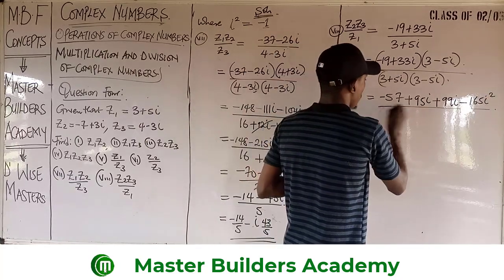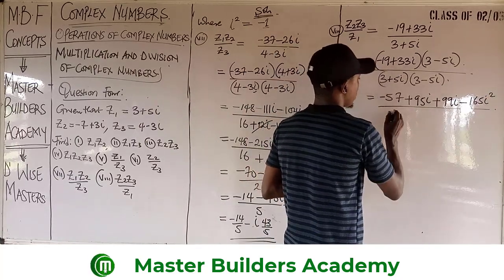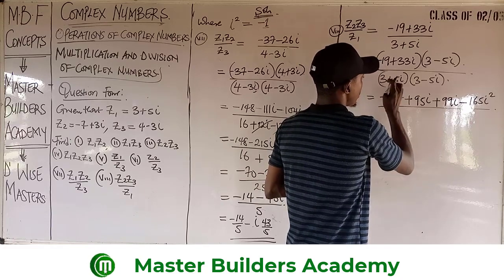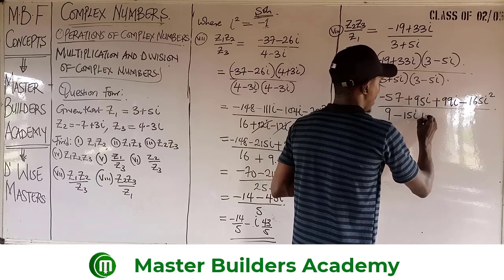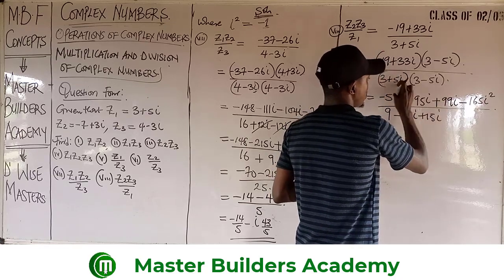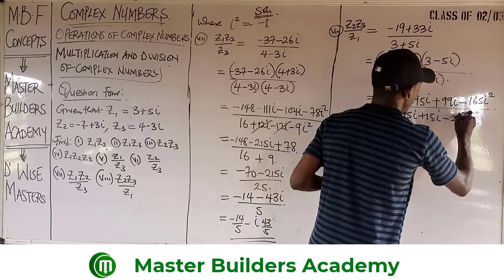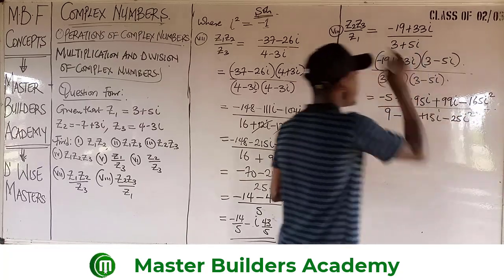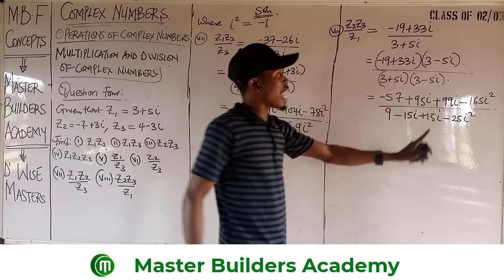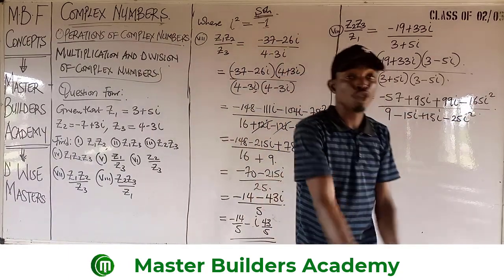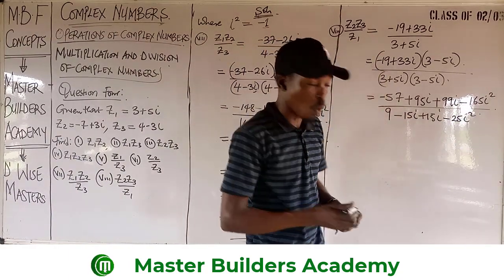Then, if we make progress with the denominator, we have 3 multiplied by 3, which gives us 9. 3 multiplied by negative 5i, we have minus 15i. This multiplied by this, we have plus 15i. And then this multiplied by this, we have negative 25i squared. Remember that i squared is equal to minus 1. Then anywhere I have i squared, I can introduce negative 1, right?